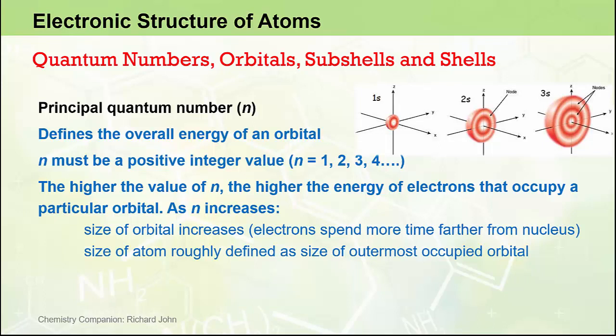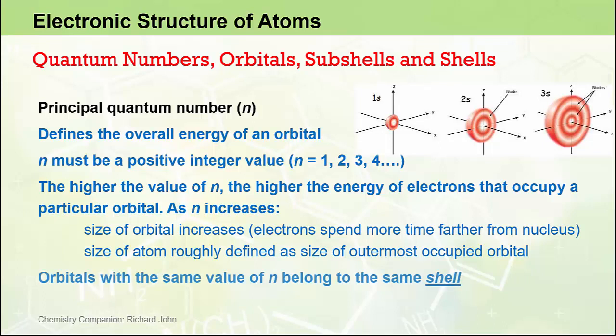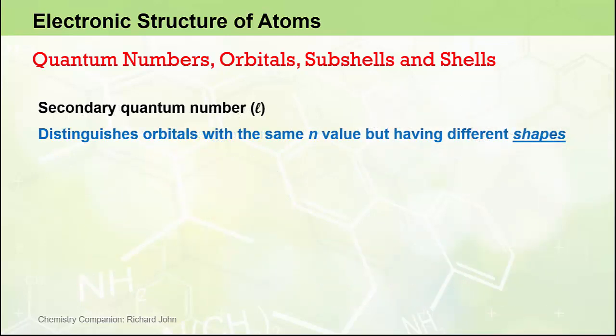Finally, let's get some useful language around this. Different orbitals, that is, different regions of space that have the same value of n, are said to belong to the same shell. So we talk about the n equals 1 shell, the n equals 2 shell, the n equals 3 shell, etc. The secondary quantum number l distinguishes orbitals within the same shell, or having the same n value, but having different shapes of electron distribution around the nucleus.